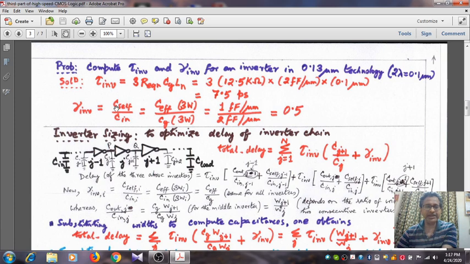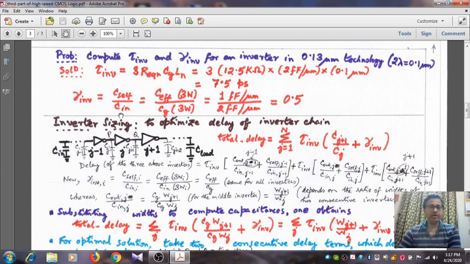So gamma of the inverter is nothing but the ratio of the self capacitance and the input capacitance. Now for an inverter of standard size, the self capacitance is the product of C effective, that is 1 femtofarad per micrometer, multiplied by 3W. Why 3W? Because you remember W is the size of the NMOS transistor, whereas 2W is the size of the PMOS transistor. And Cg equals 2 femtofarad per micrometer into 3W. 3W appears both in the numerator and the denominator, so it gets cancelled out. Hence it is 1 by 2, so 0.5. 0.5 is the gamma of the inverter.